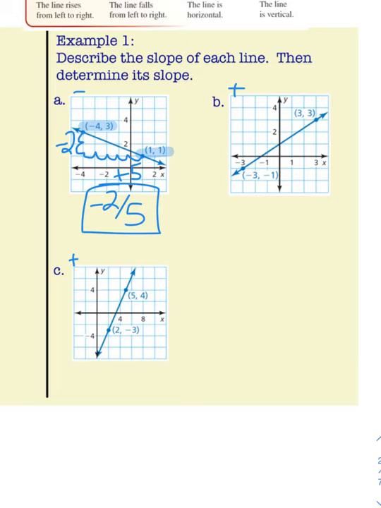All right, so let's look at example B. Our y value starts at negative 1, and then it moves up 1, 2, 3, 4. It moves up 4. And our x value starts at negative 3 and moves over 6. So our slope is going to be positive 4/6. And of course we can simplify this to 2/3.